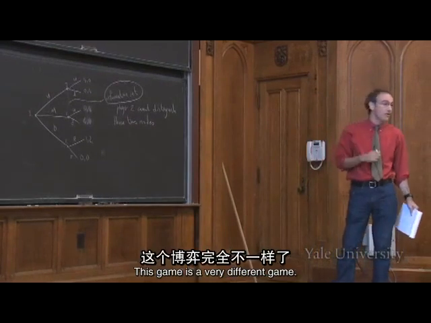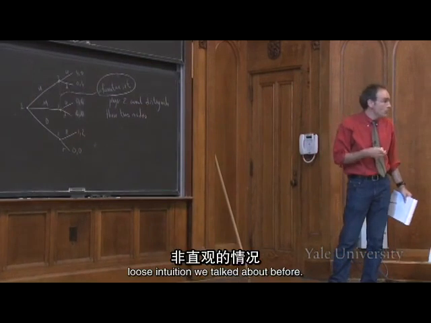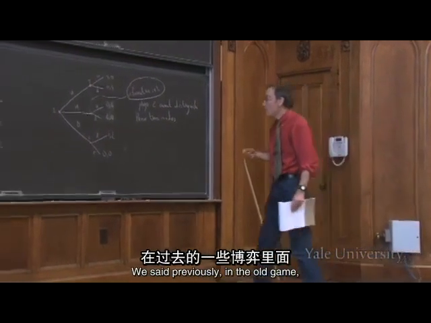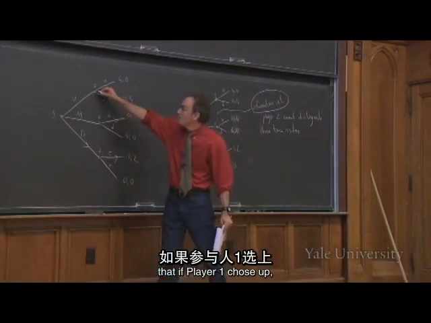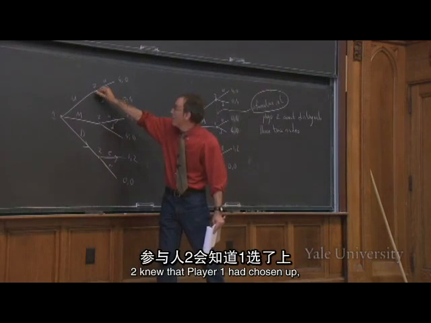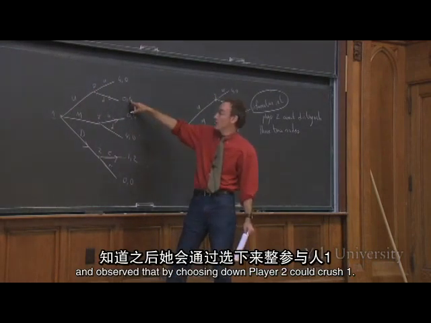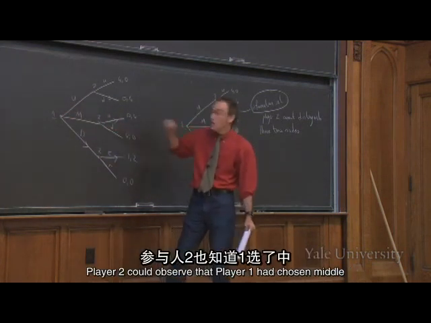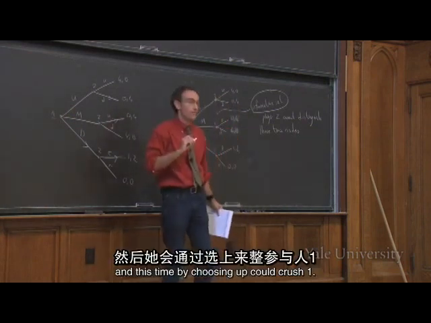This game is a very different game. Why is it a different game? Well, let's try and apply that loose intuition we talked about before. We said previously in the old game that if player 1 chose up, 2 knew that player 1 had chosen up and observed that by choosing down, player 2 could crush 1. And if player 1 chose middle, player 2 could observe that player 1 had chosen middle, and this time by choosing up, could crush 1.